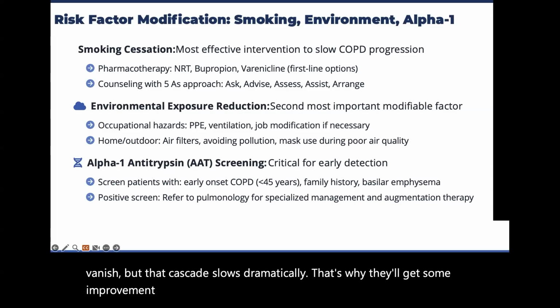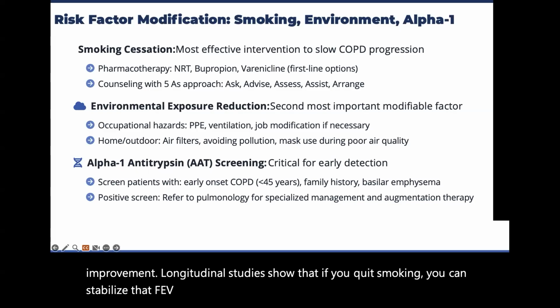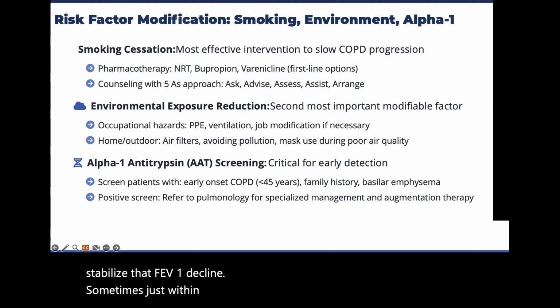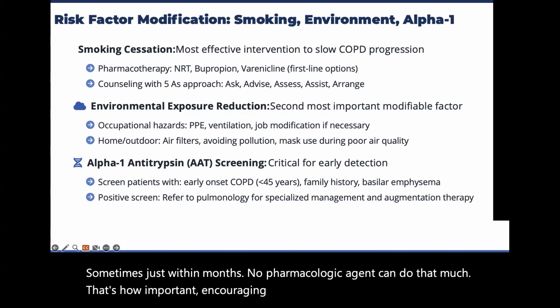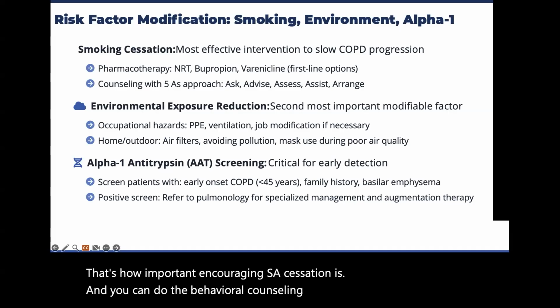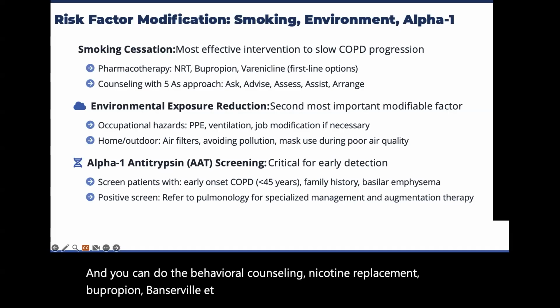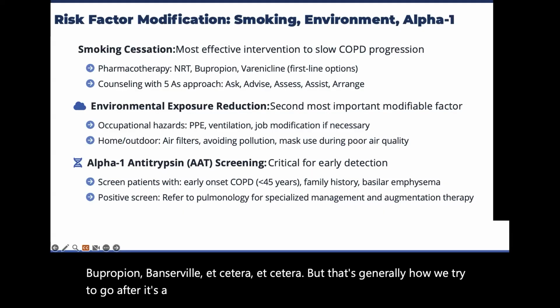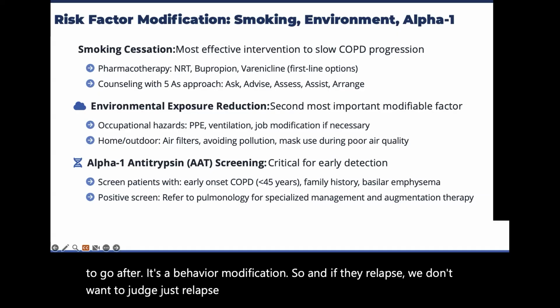Longitudinal studies show that if you quit smoking, you can stabilize that FEV₁ decline, sometimes just within months. No pharmacologic agent can do that much. That's how important encouraging cessation is. And you can do the behavioral counseling, nicotine replacement, bupropion, varenicline, et cetera. But that's generally how we try to go after it. It's a behavior modification. And if they relapse, we don't want to judge. Relapse is part of the recovery process.